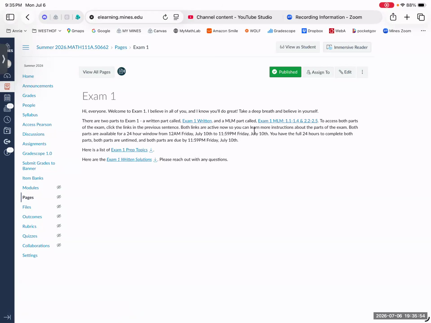Let's see, both links are active. You can click either one at this point to read more about what the exam parts are going to be like, the written part and the online part. The exam takes place in the 24-hour period of July 10th. So this is this Friday, from midnight to the end of the day. You have 24 hours to complete both exam 1 written and exam 1 online.